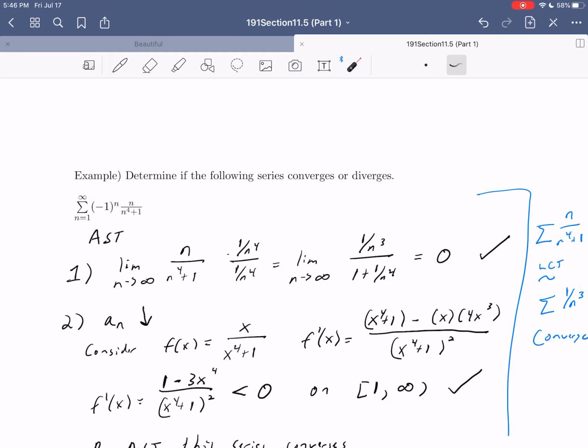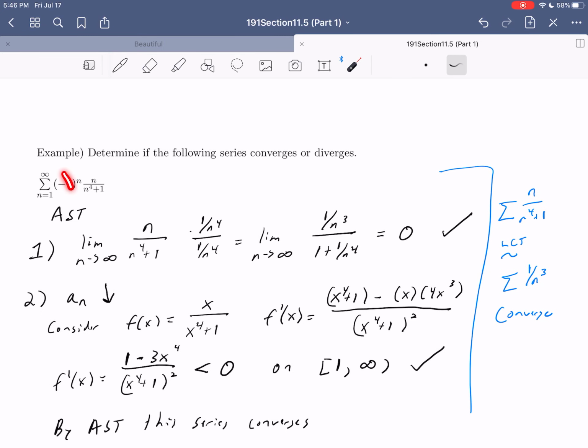Something like this here at the end, even if we had gotten rid of that minus 1 to the n, in other words, even if we had put it in absolute value, it would still converge. This is often referenced as what is called an absolutely convergent series, meaning it converges and it would converge even if it didn't have that minus 1 to the n. In 11.6, that's what we're going to be studying, things that are absolutely convergent versus conditionally convergent.